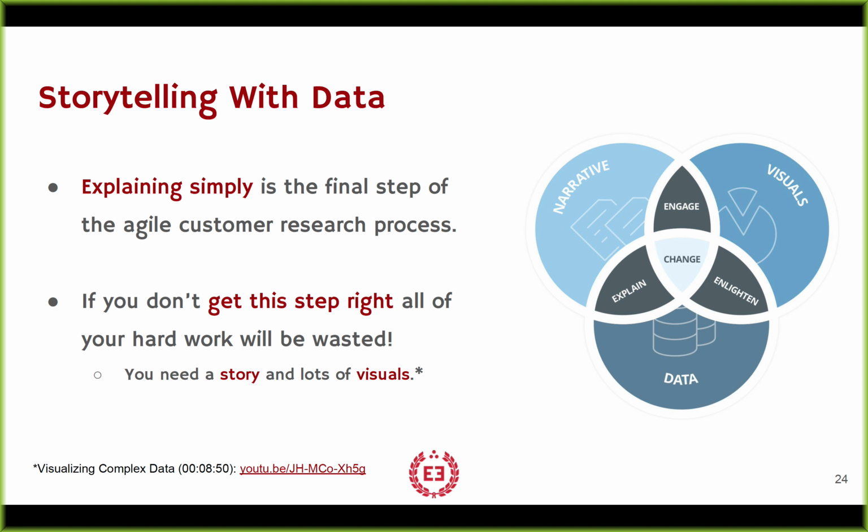The final step in the Agile customer research process, if you go back all the way to the first visual that we showed, this would be the far right green step, is to now explain simply. You have to story tell with data. If you just put up a bunch of charts and visuals and there's no context for it or what it connects to or why it matters, you're not going to affect any change.